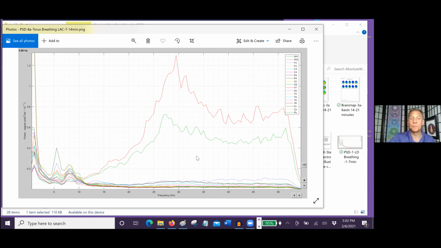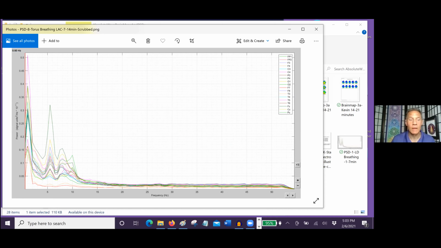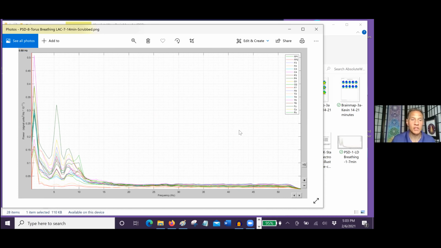But what they are creating is it's making it look like it's not just nervous system activation, but brainwave activation. And when Kiefer scrubs out that nervous system activity, this is what that same section looks like.